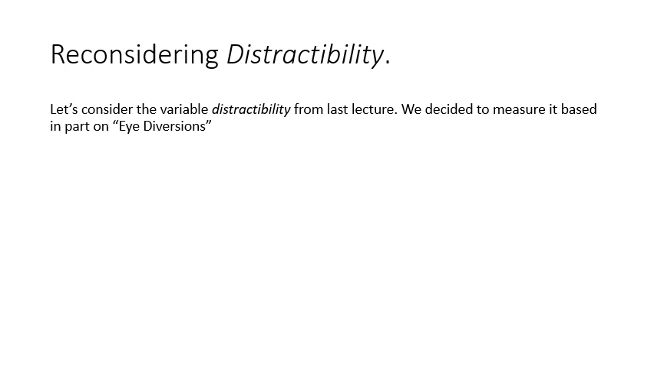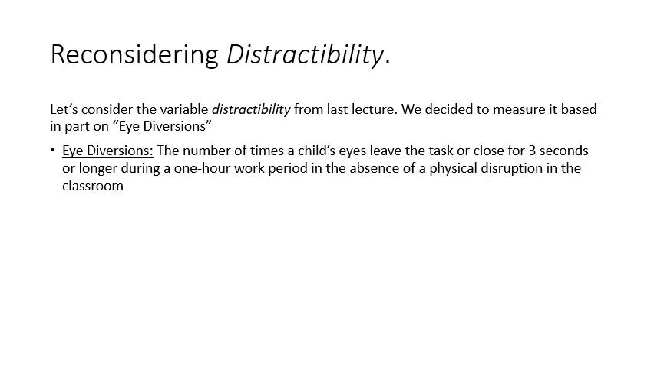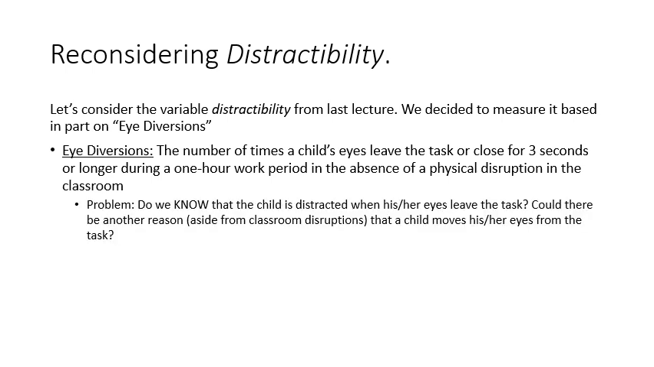So let's revisit the example of distractibility that we have been using in previous parts of this content. We decided to measure it based in part on eye diversions, which we defined as the number of times a child's eyes leave the task or close for 3 seconds or longer during a 1-hour work period in the absence of a physical disruption in the classroom.